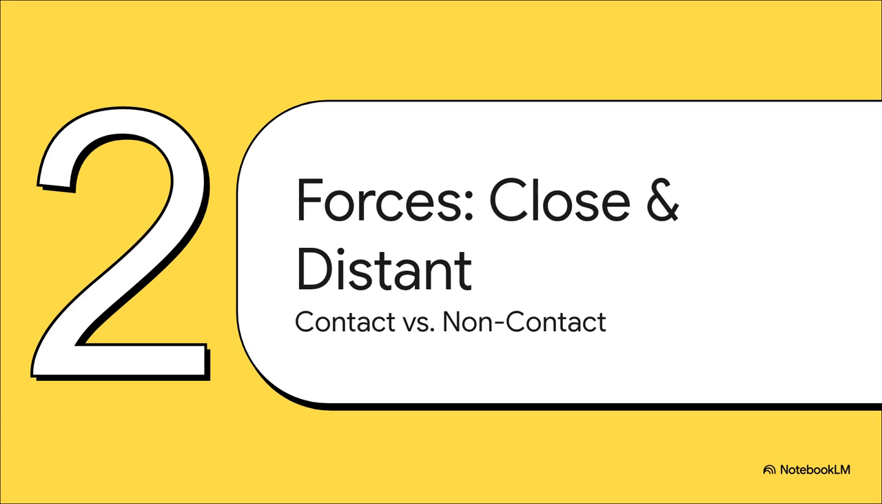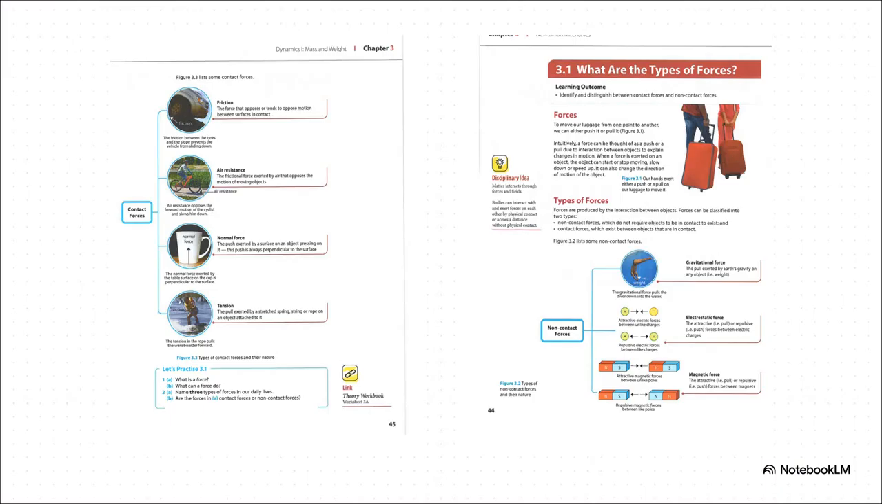Okay, but here's where things get a little more interesting. You see, not all forces are created equal. Some forces only work when objects are actually touching, but others can act over a distance, almost like magic, without any physical contact at all. Let's break this down. Over on the left, we've got contact forces. Think about the air physically pushing against that cyclist. We call that air resistance. The air has to touch the cyclist for the force to happen.